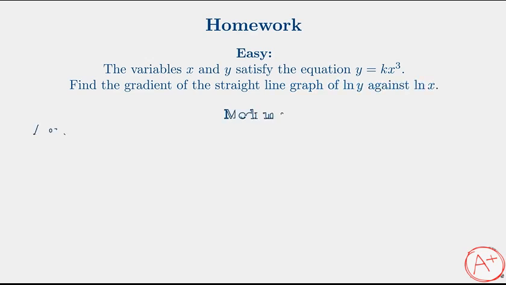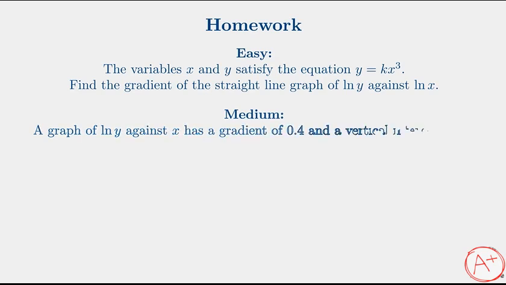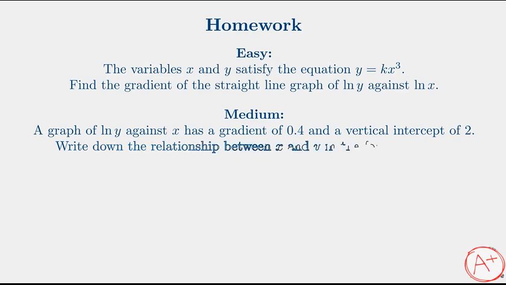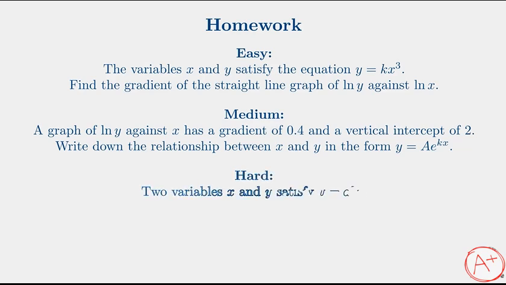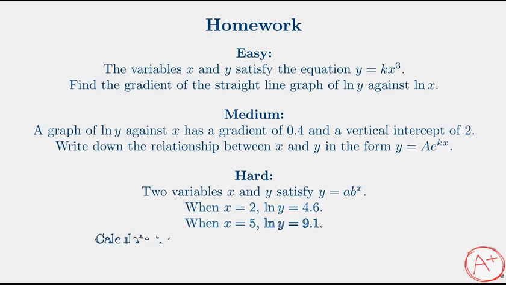The medium question involves an exponential model. Given the gradient and vertical intercept of the linear graph, find the relationship in the form y equals a e to the power of kx. Finally, the hard question provides 2 points on the line. Use them to calculate the constants a and b to three significant figures for the model y equals a times b to the power of x. Take a moment to solve these before we move on to the solutions.